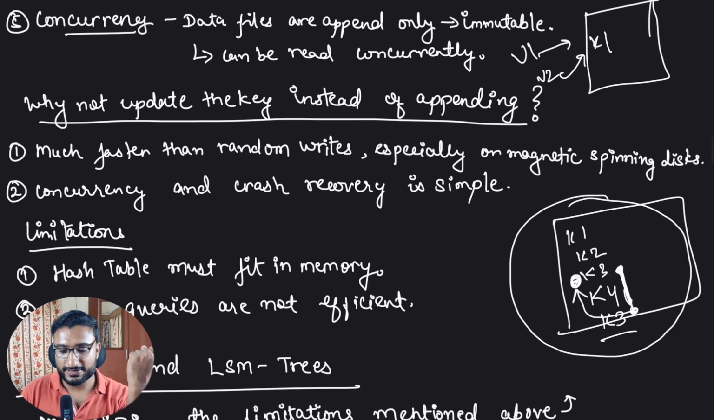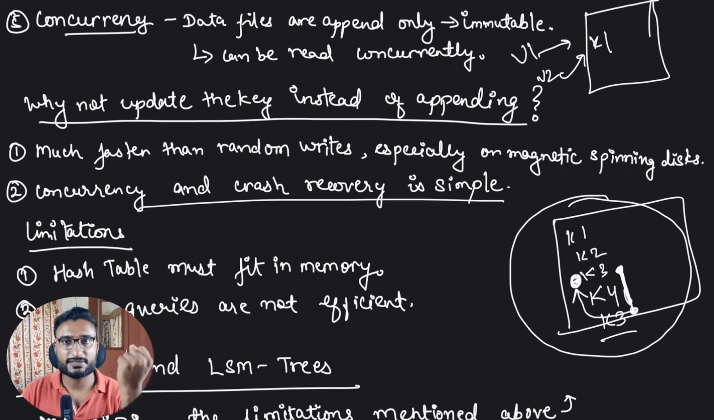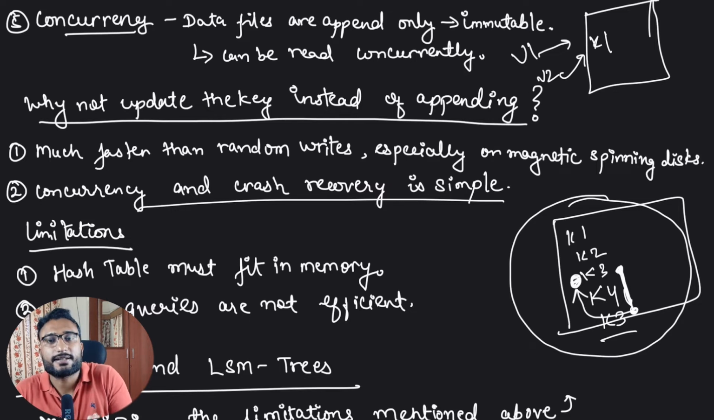This is one reason. Another reason: we discussed concurrency and crash recovery. It's much simpler in case of append only mode. In the concurrency example we talked about, since we are keeping multiple values, we don't have to do anything specifically to handle concurrency. It will be handled automatically.